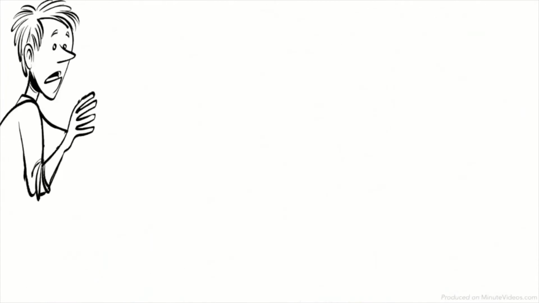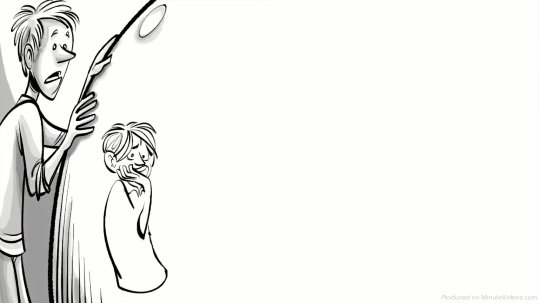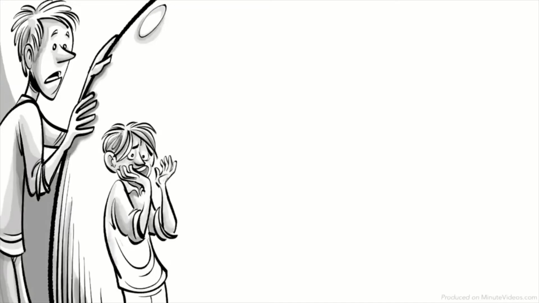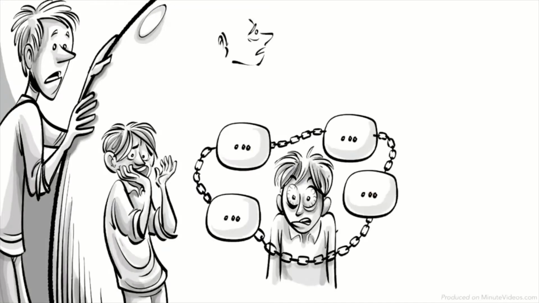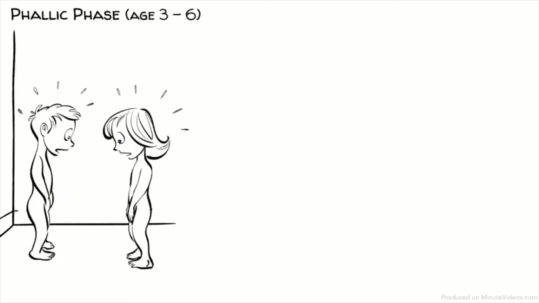If our experience during any of these phases was traumatic, we might develop fixations later in life, such as neurosis, dependencies, addictions, or depression. The phallic phase, age 3 to 6. Our libido now turns to the genitals as we discover the differences between the female and the male gender.